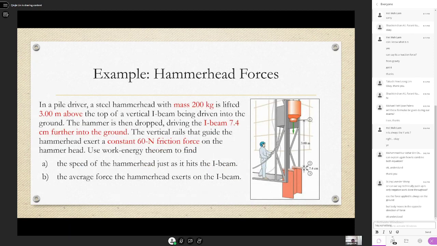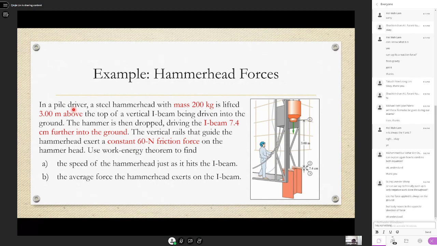Okay, so let's do an example here. In a pile driver, a steel hammerhead with mass 200 kg is lifted 3 meters above the top of a vertical I-beam, being driven into the ground. You all know what a pile driver is? You all know piling. Maybe some of you are even from the industry. Piling, you see at the construction site.